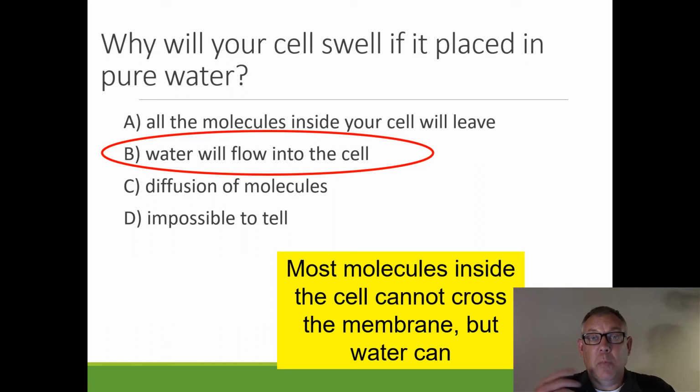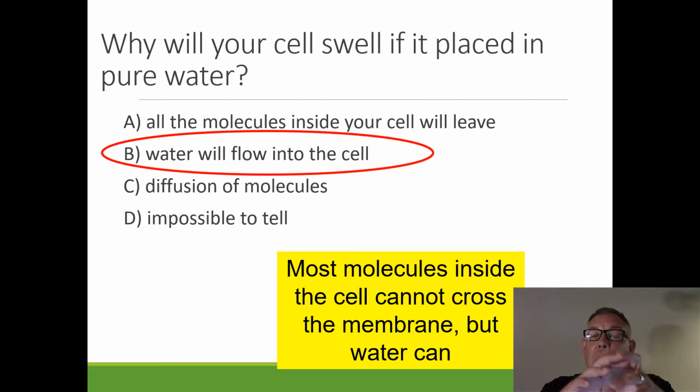Well, remember, we go back to diffusion. Sodium wants to diffuse out, right? Things diffuse down their concentration gradient. So the sodium wants to diffuse out of your cell. That's a basic diffusion that we already talked about, right? That's the first thing that would happen.